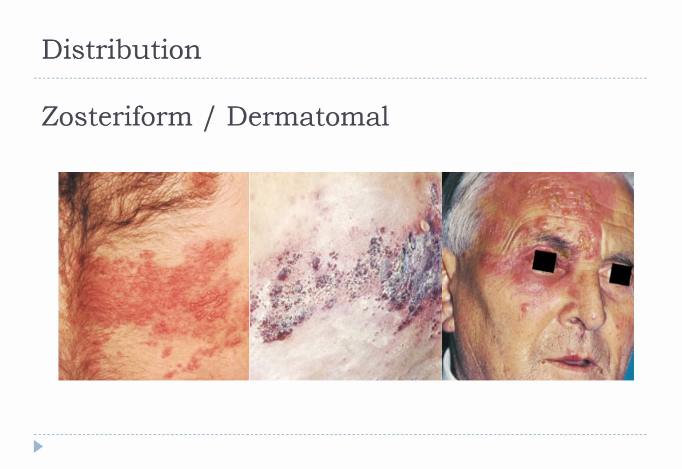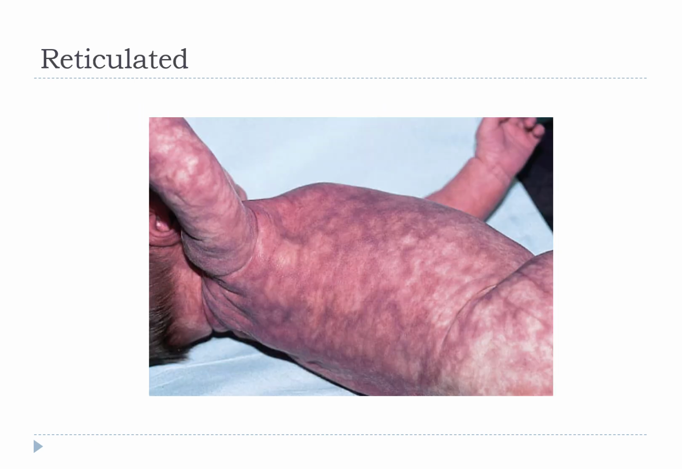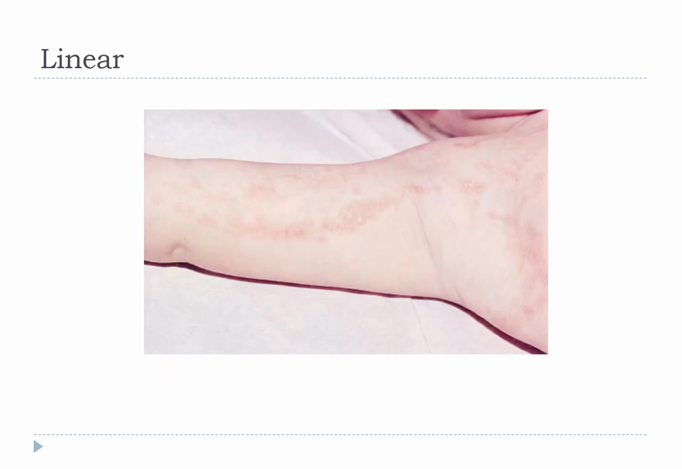Finally, we should determine the distribution of the lesions. Are they localized or widespread? Do they follow a certain pattern? For example, zosteriform or dermatomal lesions follow the distribution of a nerve, such as with shingles or herpes zoster. A reticulate pattern is net-like and seen with vasculopathies or other dermatoses. Lesions can be linear, so follow a line.